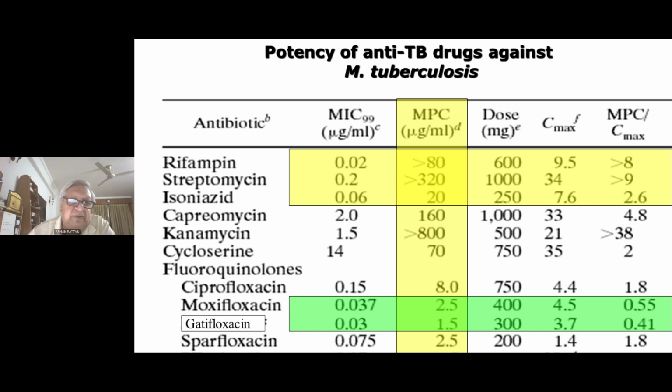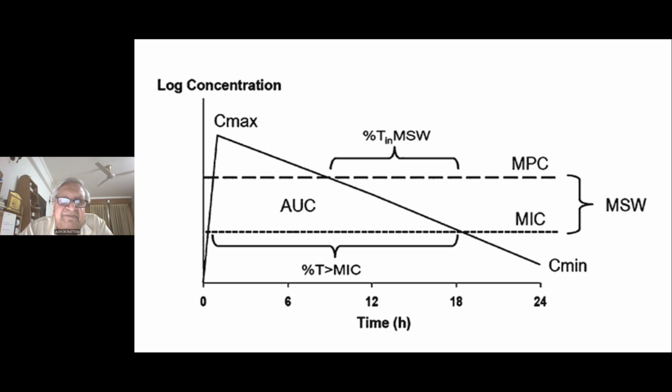On the other hand, if you use moxifloxacin or gatifloxacin, you will notice that they not only have excellent MIC, but also excellent mutation prevention concentration. So this information is required for selecting new drugs: they should not only have good MIC, but also good MPC. And this MPC should be higher. The higher the Cmax, the better the result that you'll get.